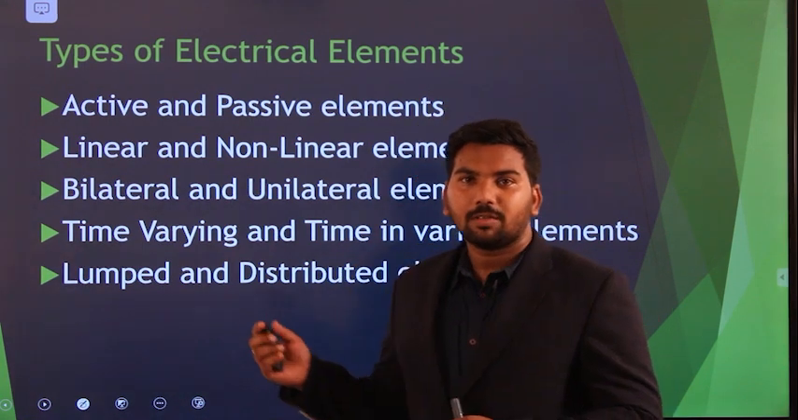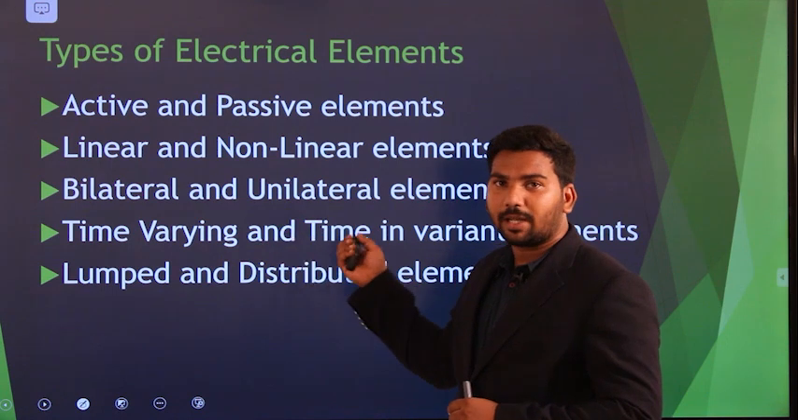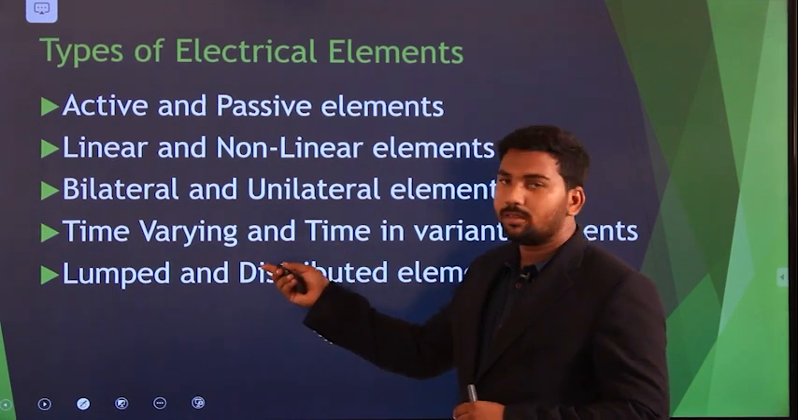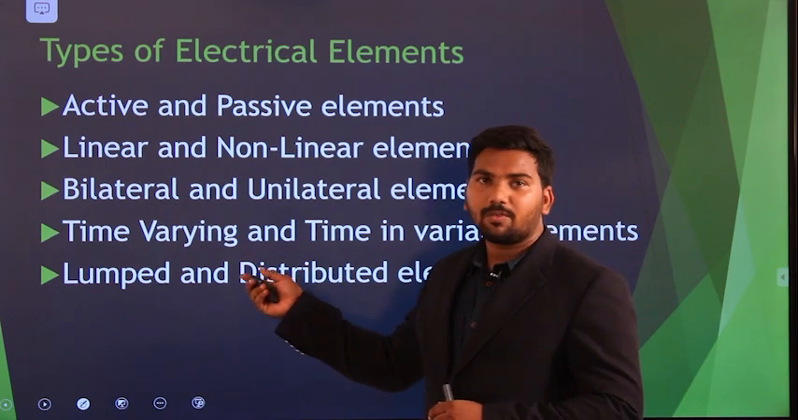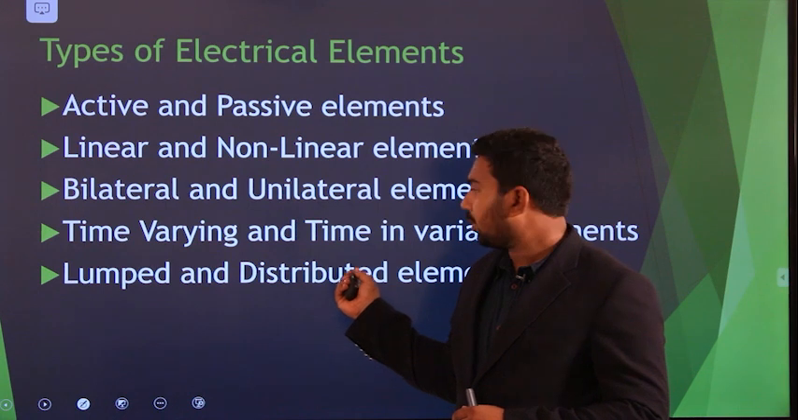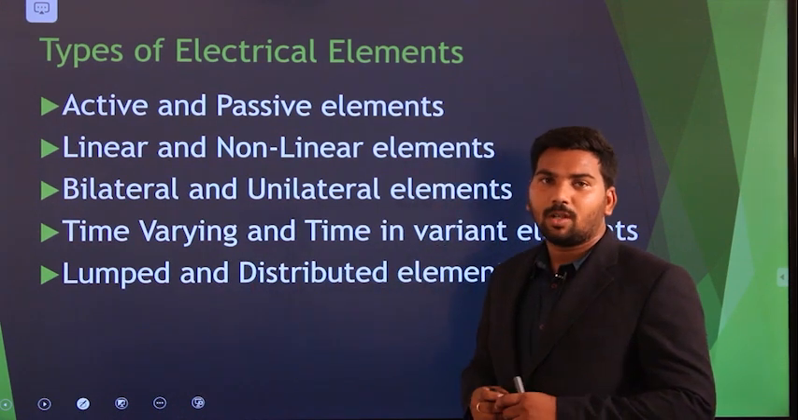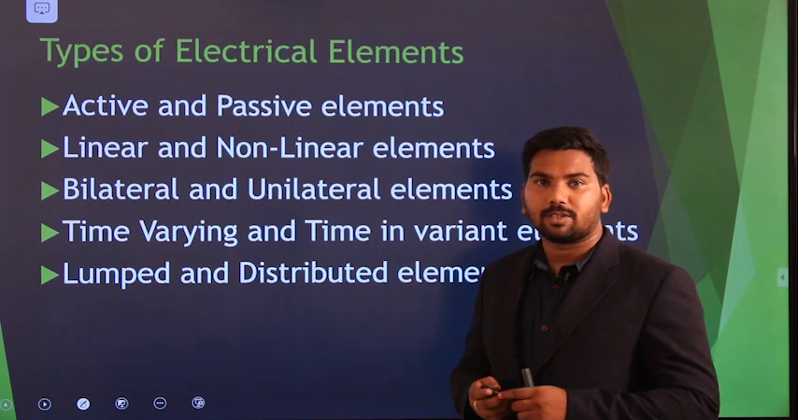So as you see, there are 5 types of elements, right? First one, active and passive elements. Second one, linear and non-linear elements. Third one, bilateral and unilateral elements. Fourth one, time varying and time invariant elements. Fifth one, lumped and distributed elements. So we will see one by one these types of electrical elements.